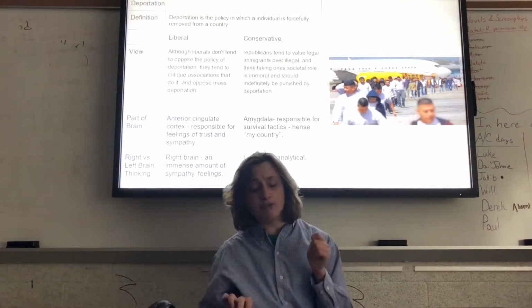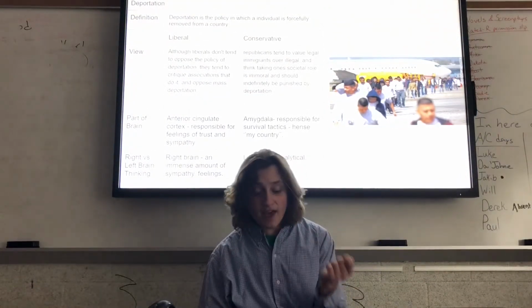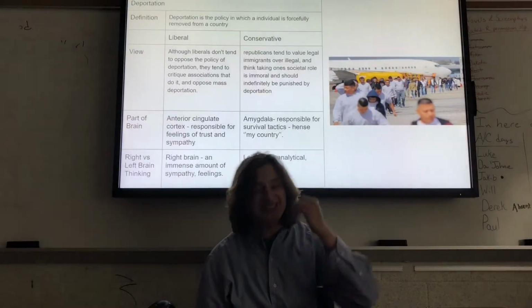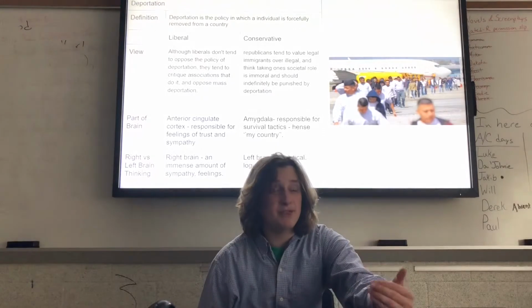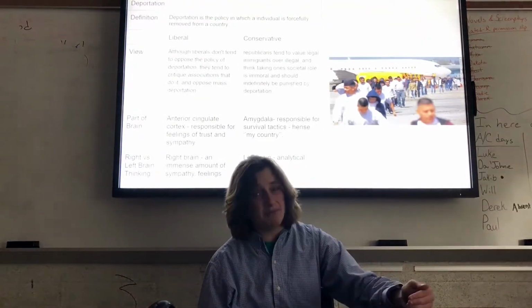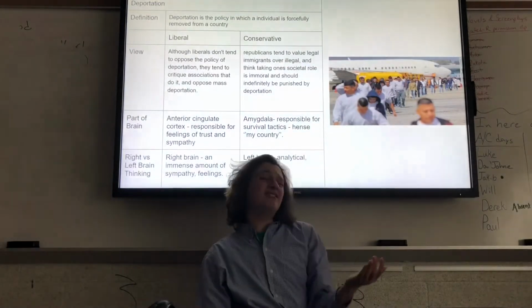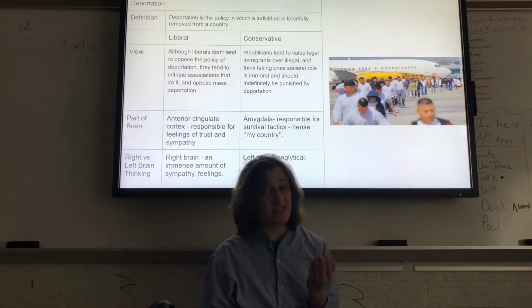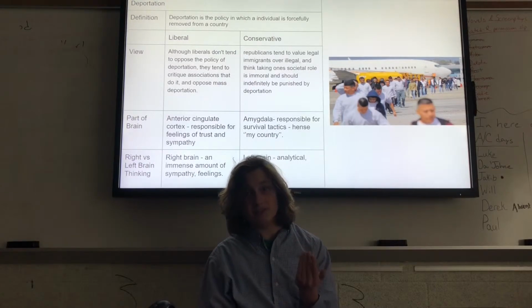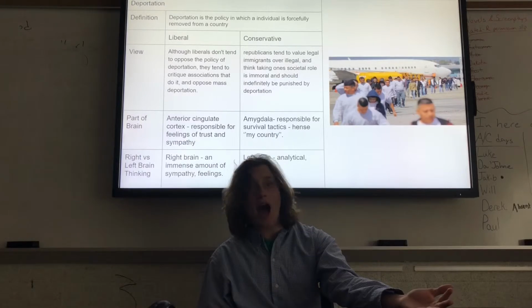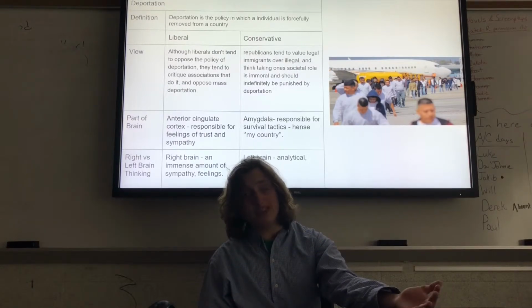So parts of the brain responsible for this thought, on the left, it goes back to the anterior cingulate cortex because it has feelings of trust and sympathy revolved around that part of the brain. If you trust these people because of your brain, you're going to say, hey, they can stay in our country. And also, you have overwhelming feelings of sympathy if you are a liberal. Therefore, hey, I don't think it's right for these people to be kicked out of the country.